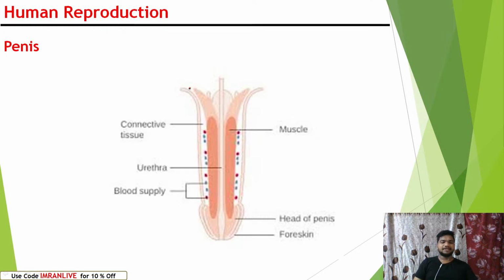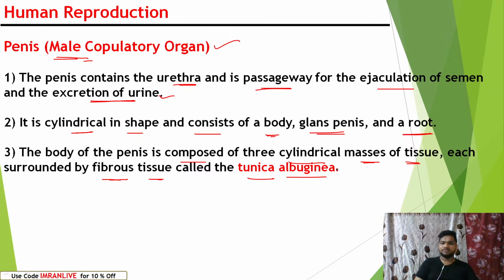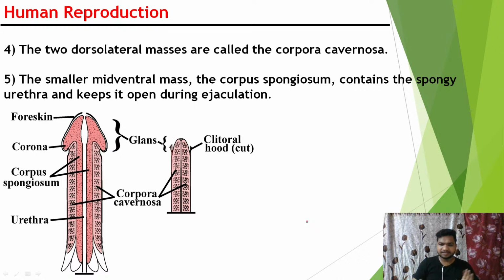Yes, let's understand the structure of the penis. The penis is one of the important parts of the male reproductive system. The penis is made up of muscular tissue. The penis contains the urethra, which is the common passage. This is a very important thing; questions can be framed from this point of view. Here we have to remember that the body of the penis is composed of three cylindrical masses, three types of cylindrical tissues, surrounded by a fibrous tissue. The fibrous tissue is called the tunica albuginea. Clear? Right?